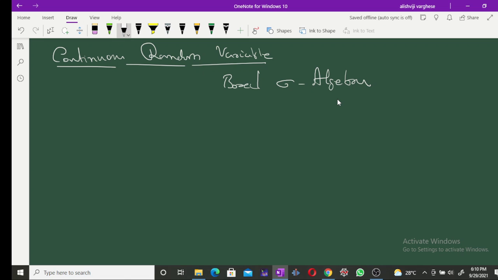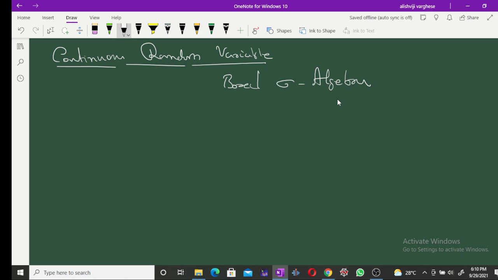And a Borel sigma algebra defined on the sample space is usually considered as the event space in the case of a continuous random variable.